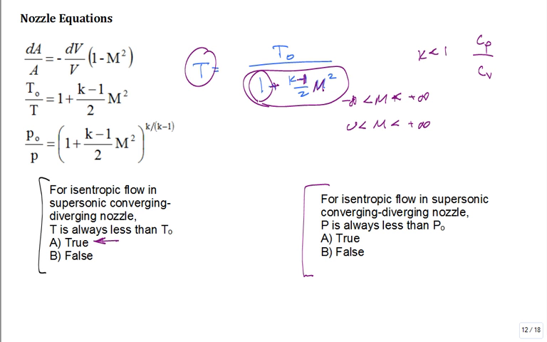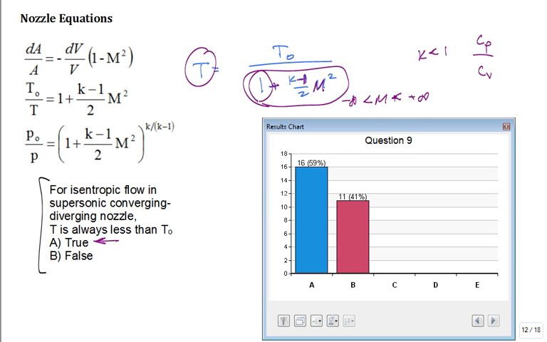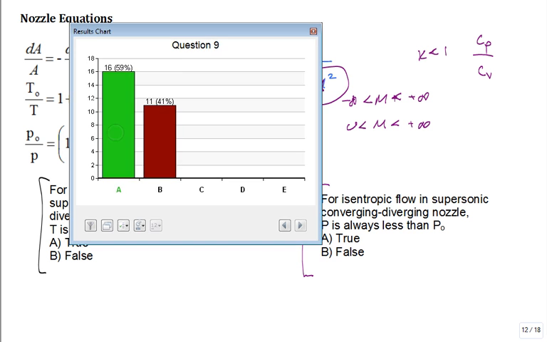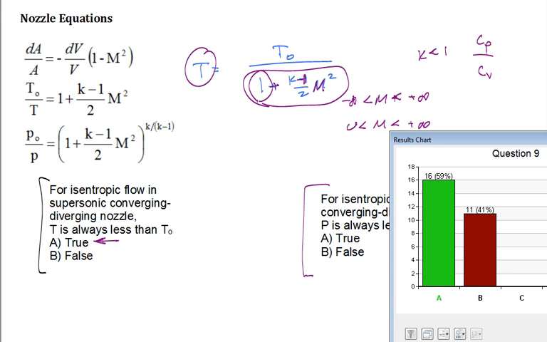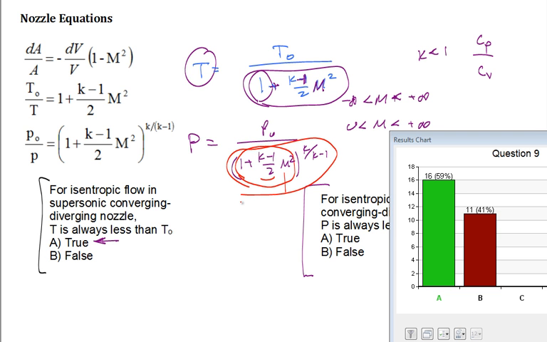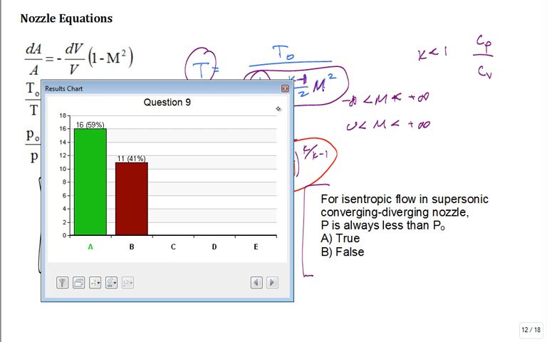Well, same type of discussion for this one. Why is it that so many people say false? Just rearrange that equation. So P would be equal to P naught divided by (1 plus (K minus 1) over 2 Mach squared) to the power K over K minus 1. Now, this is positive, that's positive, that's all positive, isn't it? It's all greater than 1. So the answer is A.